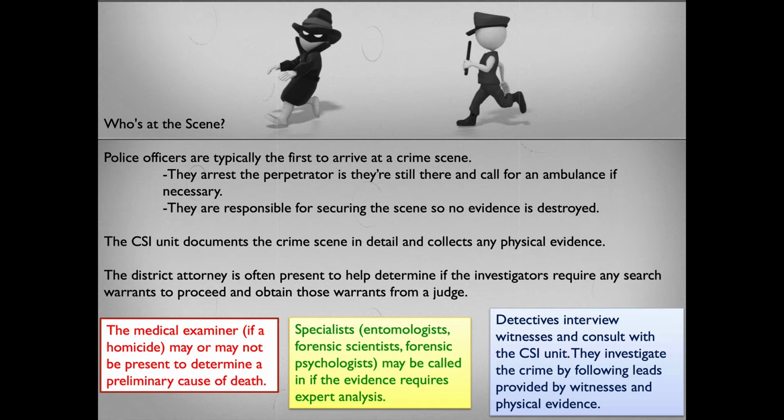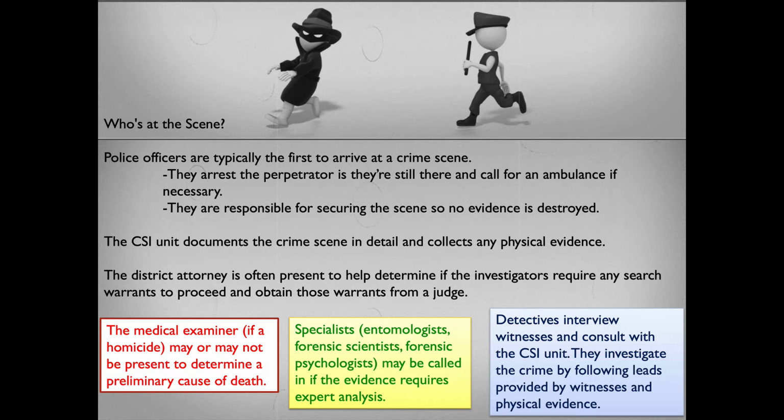And also detectives are going to interview the witnesses who are present at the crime scene. Usually they're separated out and led away from that scene, so what they saw isn't changed due to the power of suggestion of others. They're going to investigate the crime by following leads provided by the witnesses and the physical evidence that your forensic team is going to be looking for.